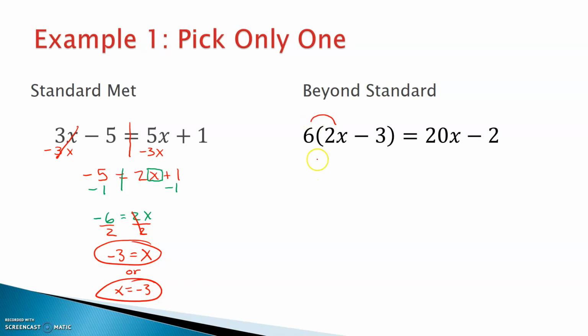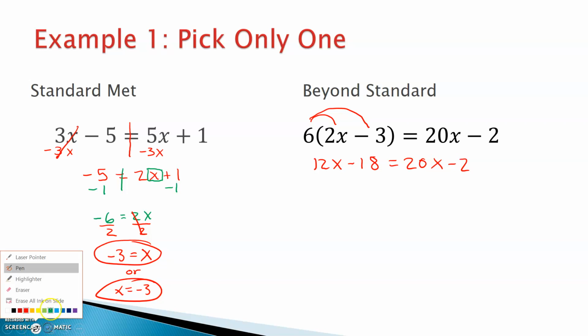6 times 2x is 12x. 6 times negative 3, again, be careful with your sign. That's going to be a negative 18, is equal to, drop down everything else exactly how we see it. All right, now again, I run into this issue that I have variables on both sides. I got 20x and I have 12x. Now again, it's up to you whichever one you want to move.